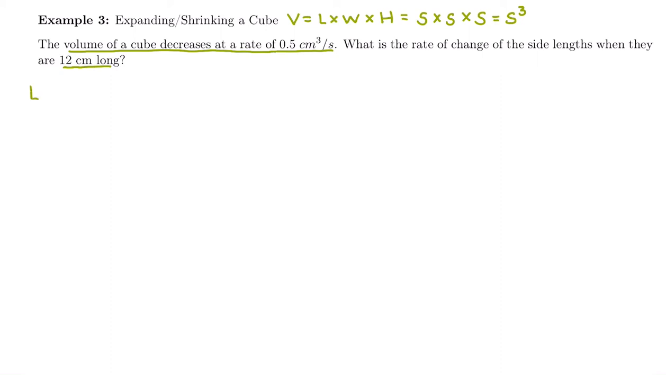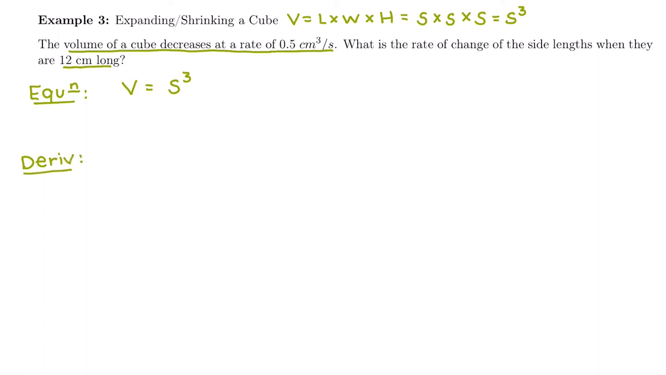So we figured out our equation that relates volume to side length for a cube. It's that the volume equals whatever each side length is cubed. Length times width times height, but they're all the same number. This is what we're going to take the derivative of with respect to time and plug into.